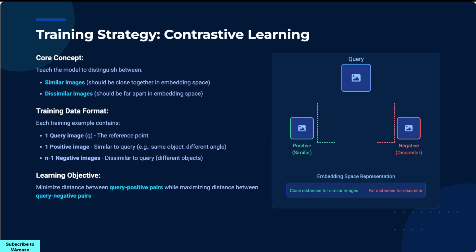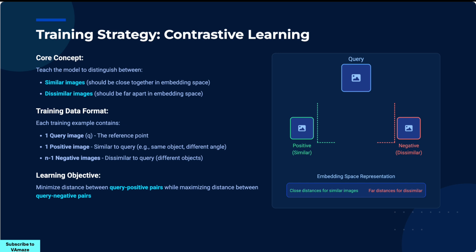Training strategy. Now we get to the heart of the system, training. How do we actually teach a model to create good embeddings? The answer is contrastive learning. The core idea is beautifully simple. We teach the model to distinguish between similar and dissimilar images.